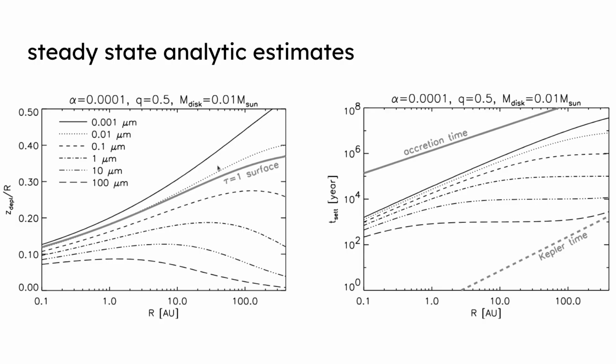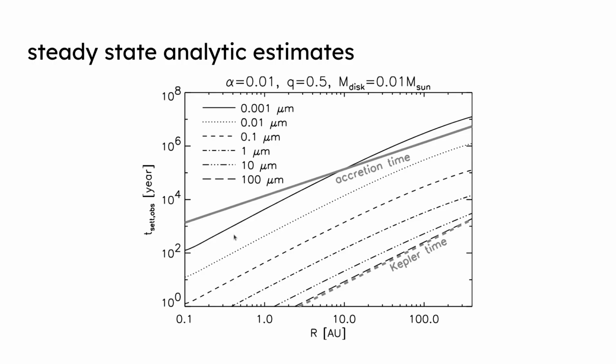So it's not for these surfaces, it's just a different parameter. You could imagine that when most of the dust goes below the tau equals 1 surface, most of the dust sizes have enough time for it to happen before the accretion time scale, except for the smallest dust in the outer regions. Okay.